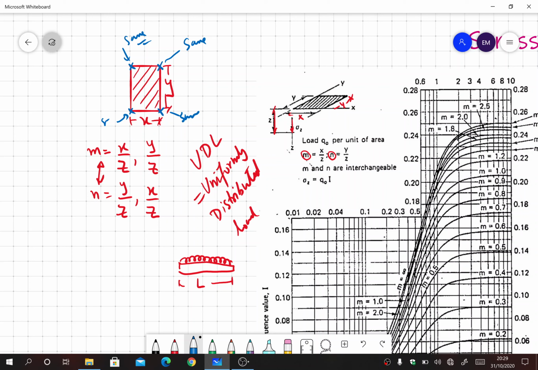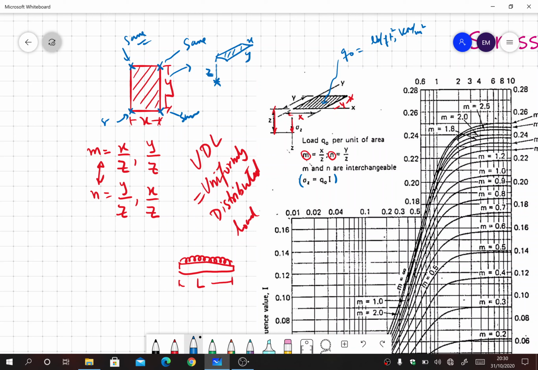So if I draw it in a diagonal position, just like the one that has been drawn in the figure here, this was the area, this is x, this is y, and I am interested to find the stress at a depth of z meters or feet. So I will use the formula here. It says sigma z is equal to q naught into I. So q naught is the UDL value. It will be pound per foot square, or maybe kilonewton per meter square. Okay, because it is UDL, its units have to be in squares.